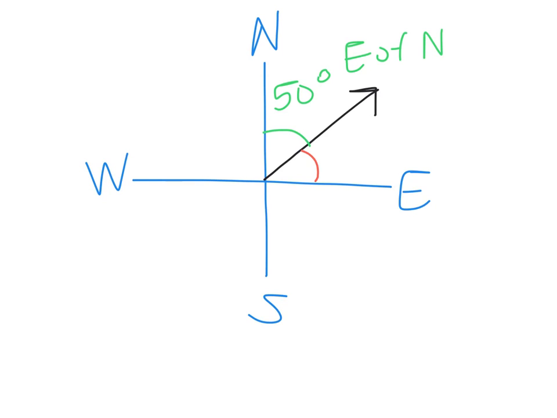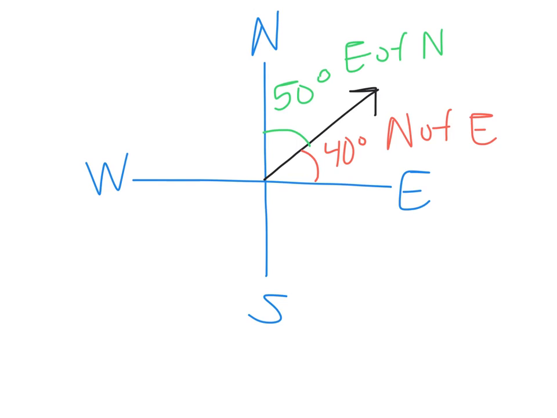For the other angle here, the red one, this would be 40 degrees because 90 minus 50 would give us that angle of 40, because both of these are going to add up to 90. And this would be 40 degrees north of east. So that second word, in this case east, tells us the axis we're touching. The first word is going to tell you which way you're going from there. So in this case, we're going north of it.